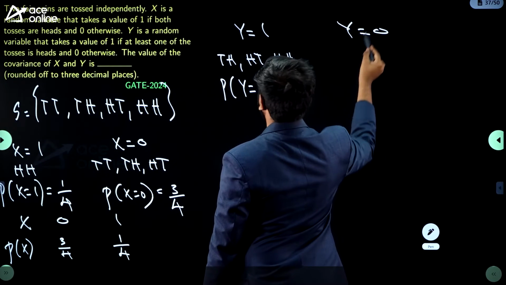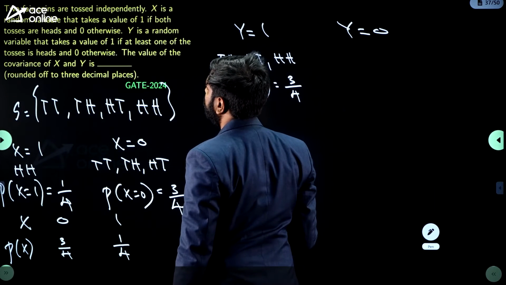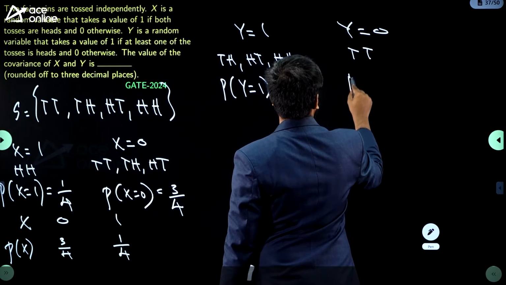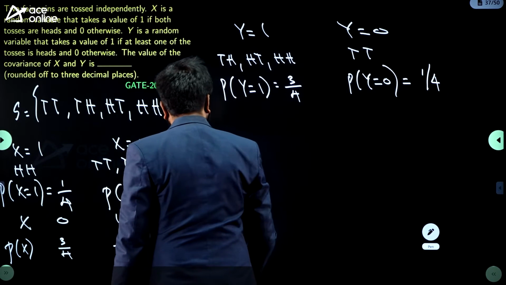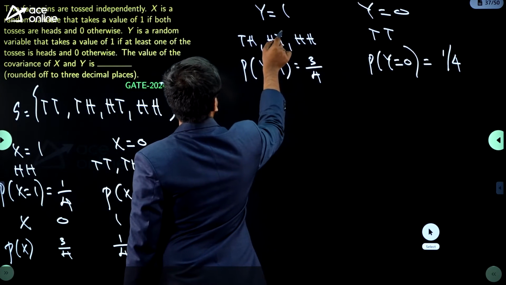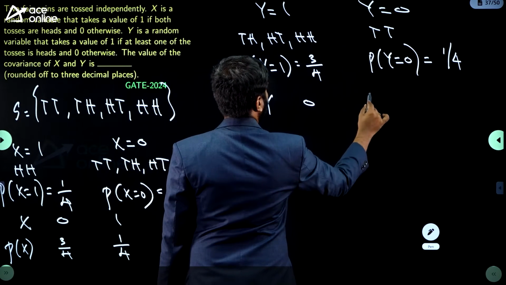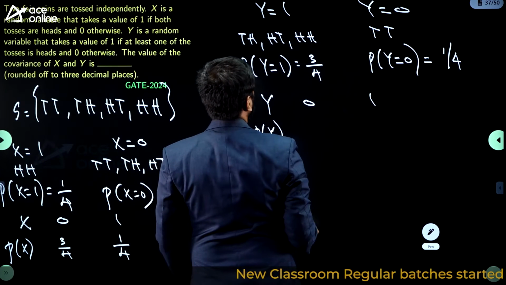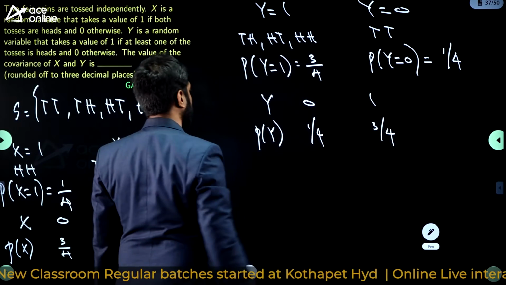And what about y equal to 0? Otherwise it is 0. Otherwise means he says at least one of the tosses is head, so in the case of tail tail y takes 0, and the probability of this event, the probability of y equal to 0, is clearly 1 by 4. Instead of all this, let us keep the things in a simple way and just write information about y in this way. Y takes values 0 and 1, and what are their probabilities? You have to be a little careful. The probability of y equal to 0 is 1 by 4, the probability of y equal to 1 is 3 by 4. Now this is important.